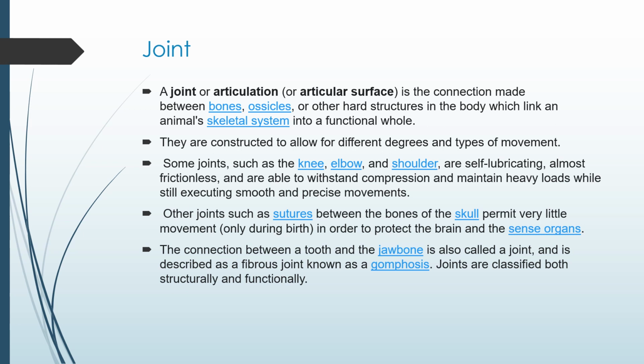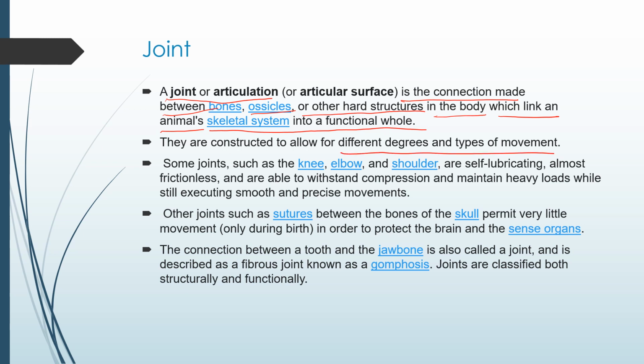Now if we want to put it in a very beautiful manner, what is a joint? A joint or articulation is the connection between bones, ossicles, or other hard structures in the body, which link an animal skeletal system into a functional whole. This is actually a beautiful definition. So it is a connection made between bones, ossicles and other hard structures of the body, linking the animal skeletal system into a functional whole. They are constructed to allow different degrees and different types of movements.